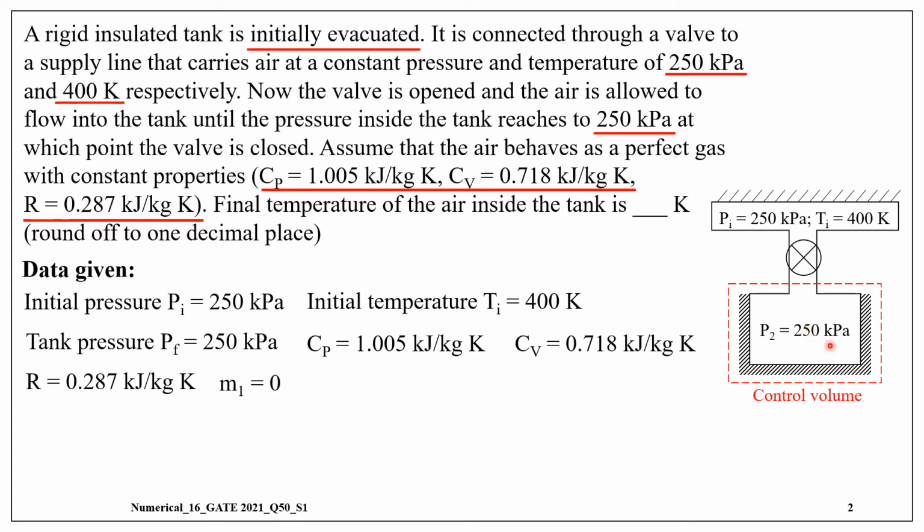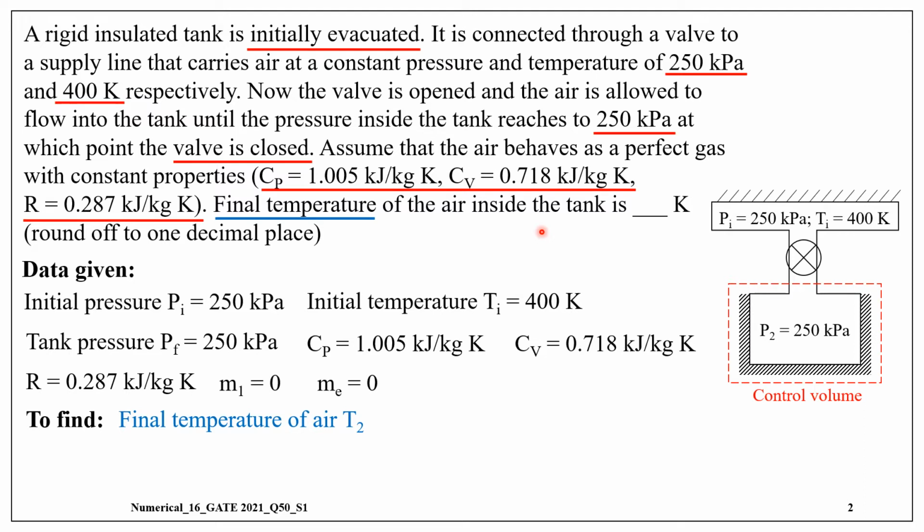Since the tank is initially evacuated, mass initially is 0, and when the valve is closed, the air that enters the tank is 0. Therefore, mass m suffix e equal to 0. We need to find out what is the final temperature of the air inside the tank.